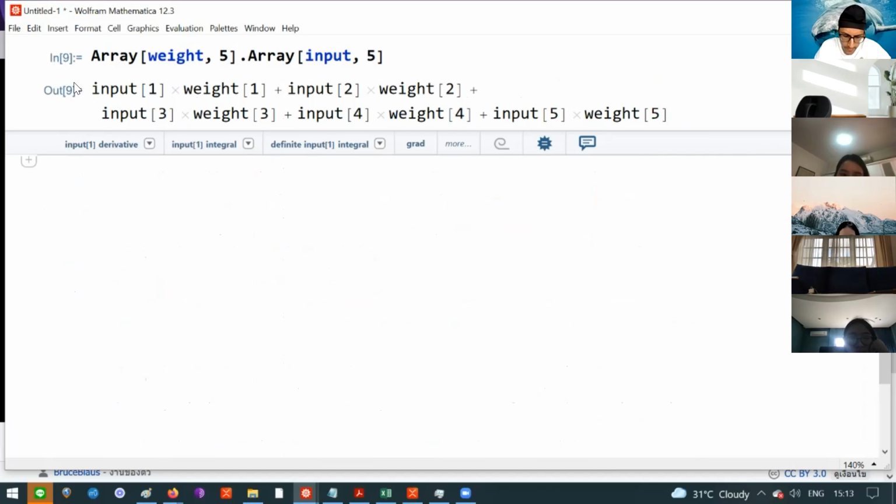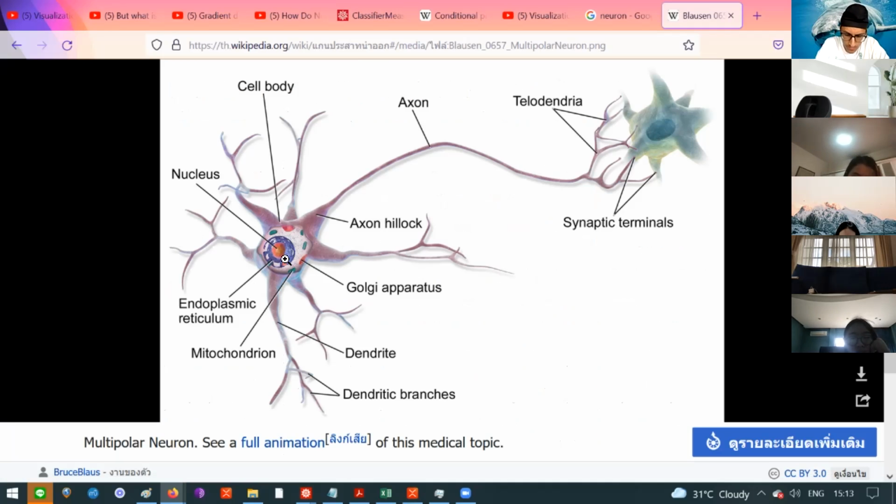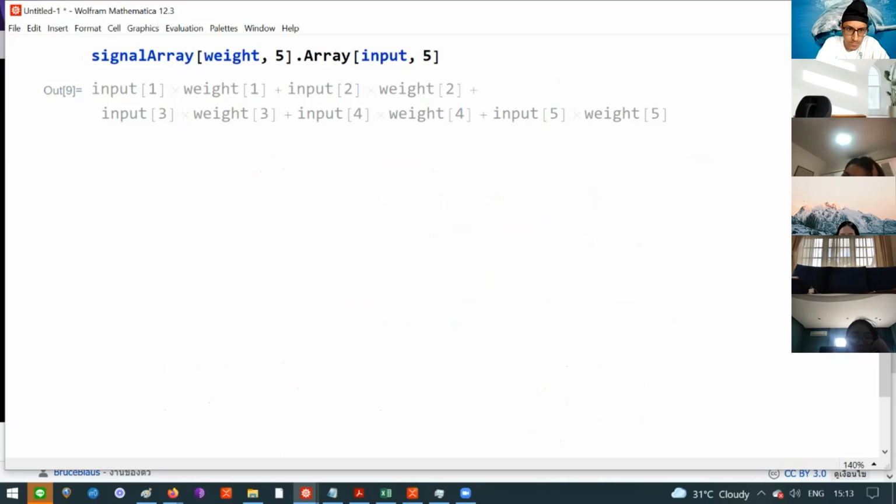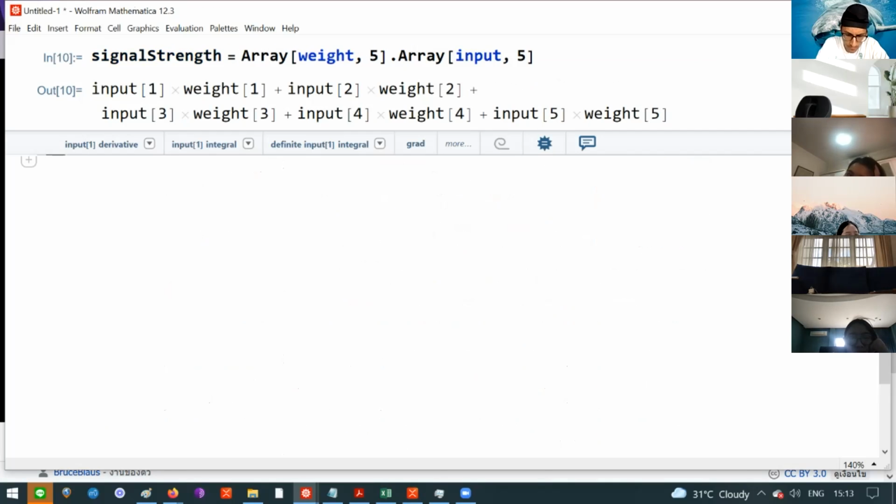See? Input 1 times weight 1 plus input 2 times weight 2 plus input 3 times weight 3 plus input 4 times weight 4 plus input 5 times weight 5. Now, once it gets over here, this is your signal strength. This is your signal strength.